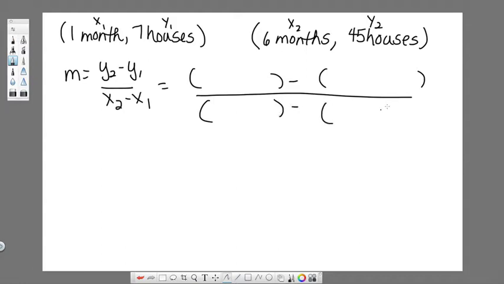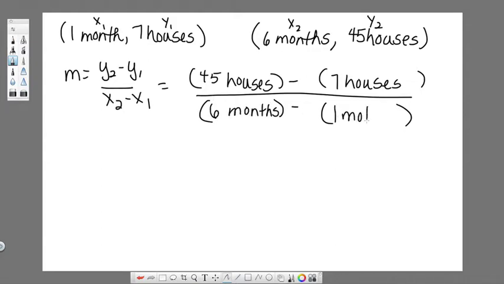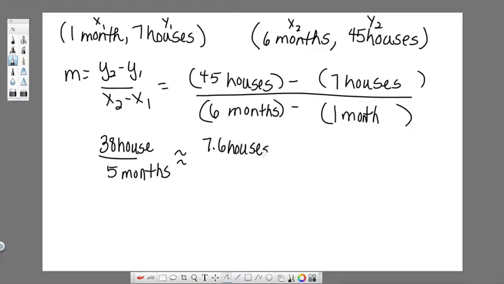All right, y sub 2 is 45 houses. y sub 1 is 7 houses. This is 6 months. This is 1 month. All right, so do the math. 45 take away 7 is 38 houses in 5 months. Now, if I divide 5 into 38, I get approximately 7.6 houses built per month.